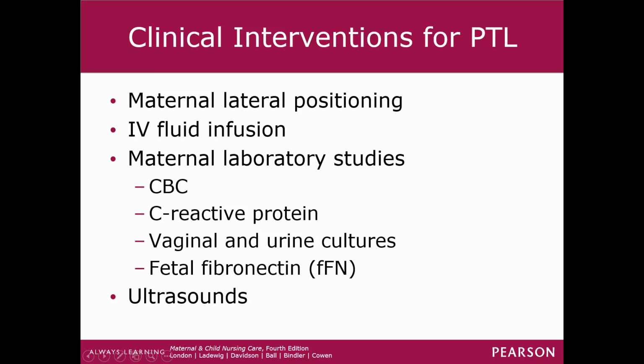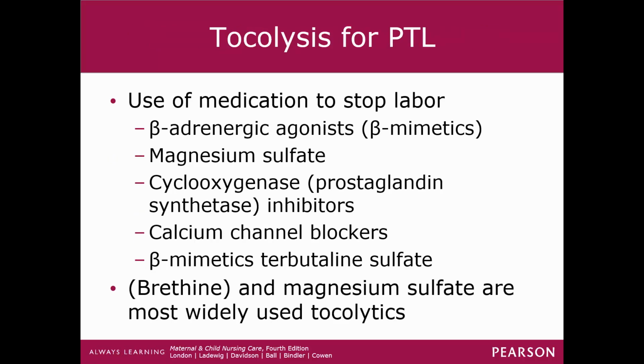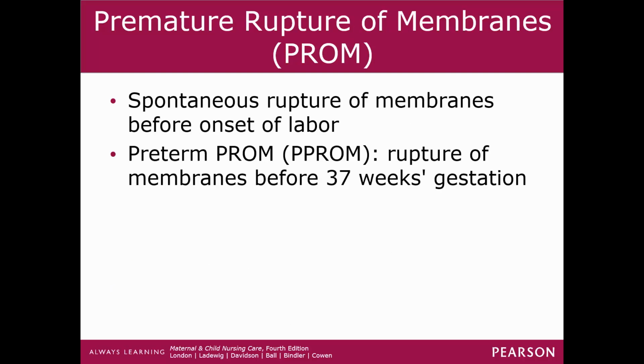So maternal position and IV fluids are interventions. We'll be doing some labs and, of course, some ultrasounds to see what's going on. If indeed she's in preterm labor, we have medications that we can try. If they work and they're PO medications, she could be prescribed them, released from the hospital, and take them at home. Mag sulfate is not one of those. That's an IV medication, and she will be admitted to the hospital for it.